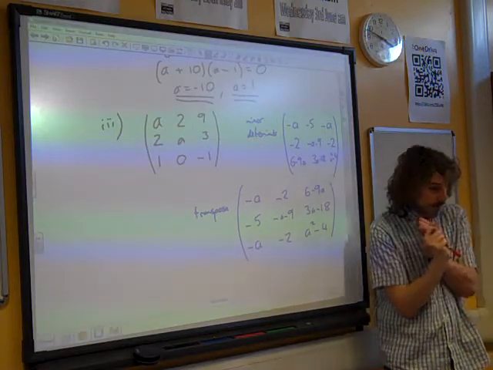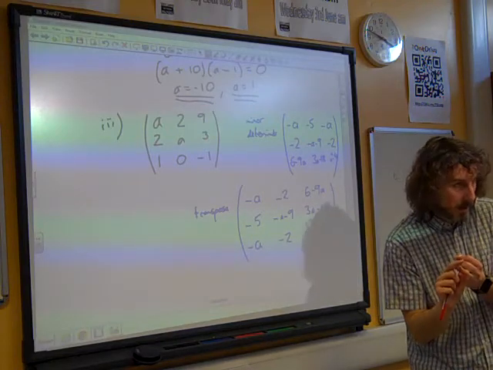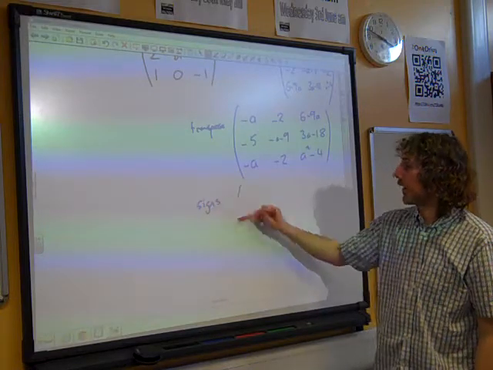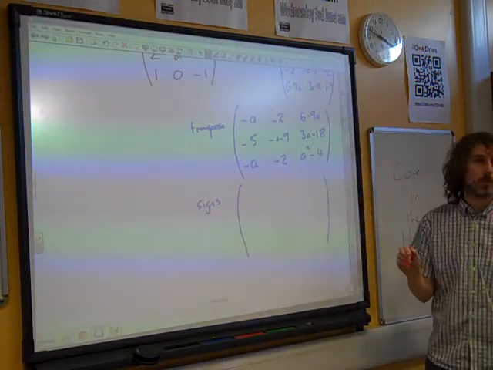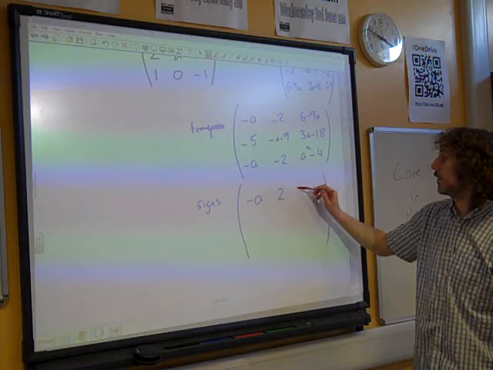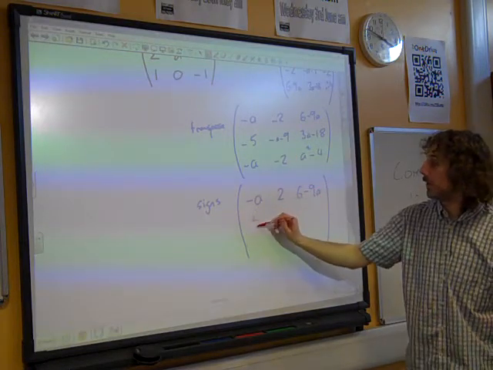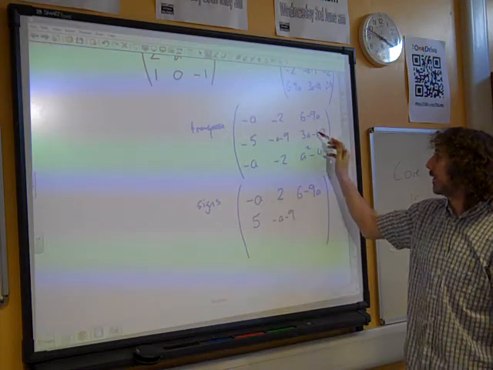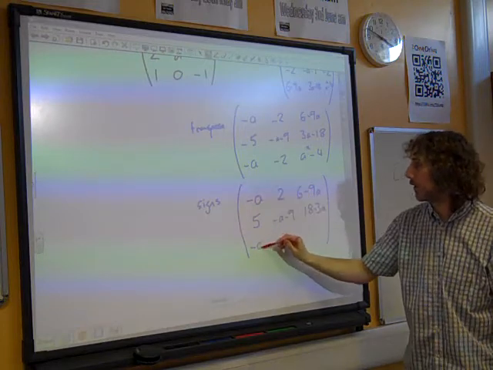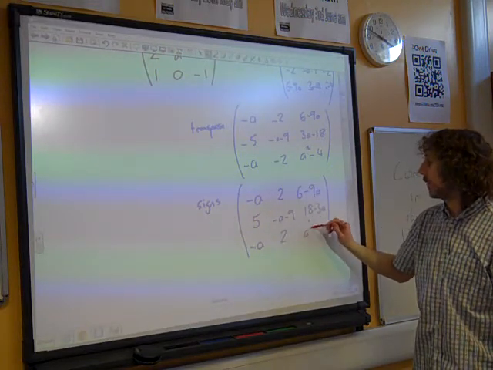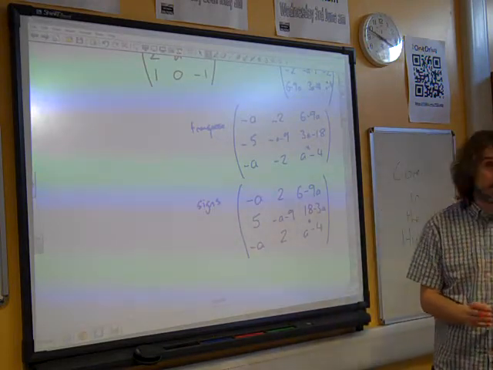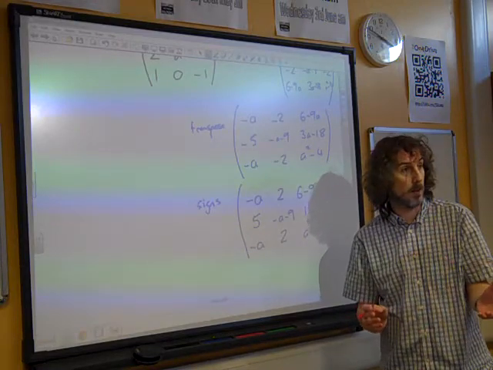I've done my minor determinants. I've transposed. I need to adjust my signs according to that pattern that we wrote at the top of the page. So it goes plus, minus, plus, minus, that one's plus, that one's negative, so I'm going to write 18 minus 3a. That one is plus, that's negative, and that one remains positive. There we go. And my very final step is to remember to divide it by the determinant that I found earlier.